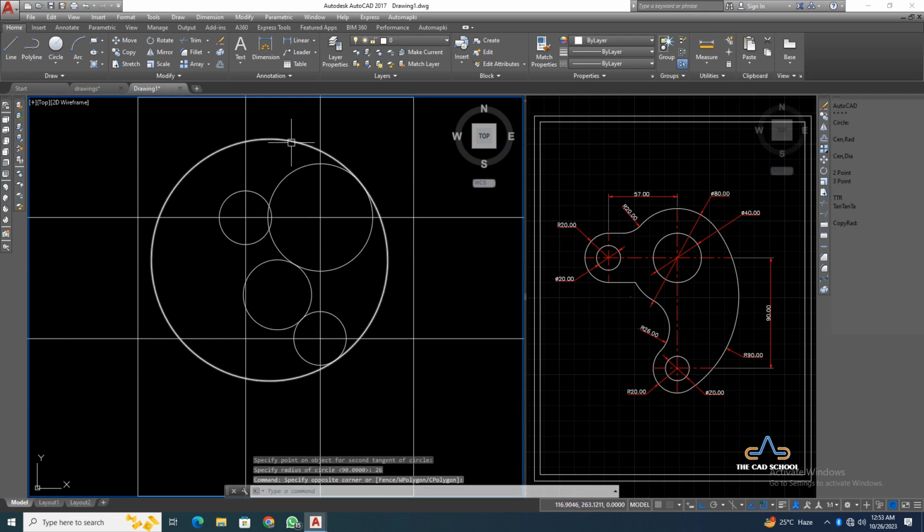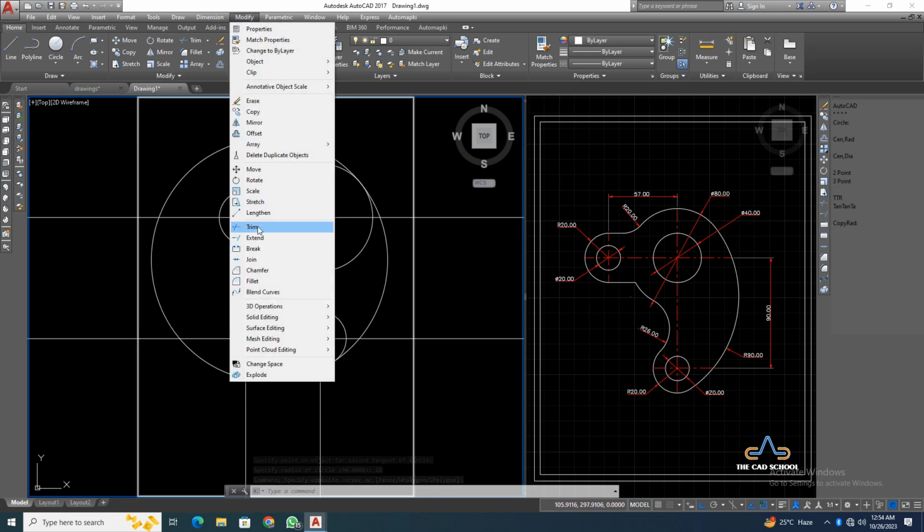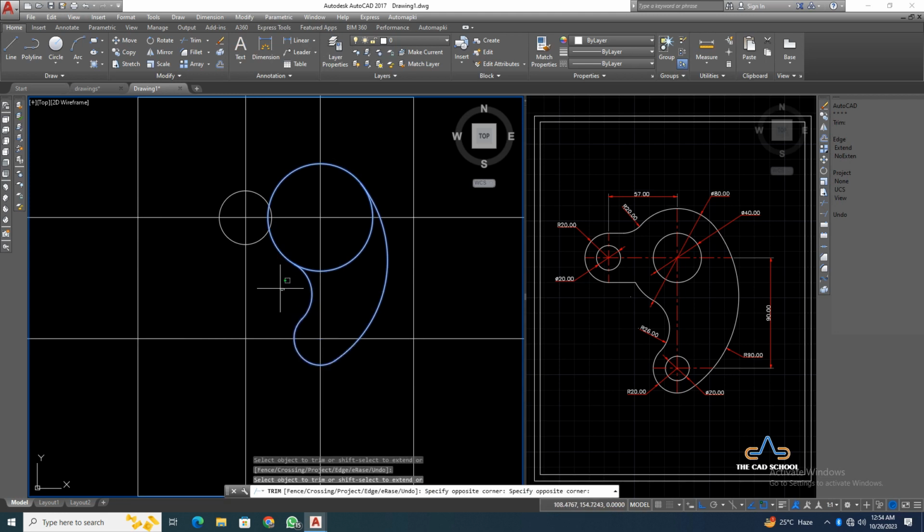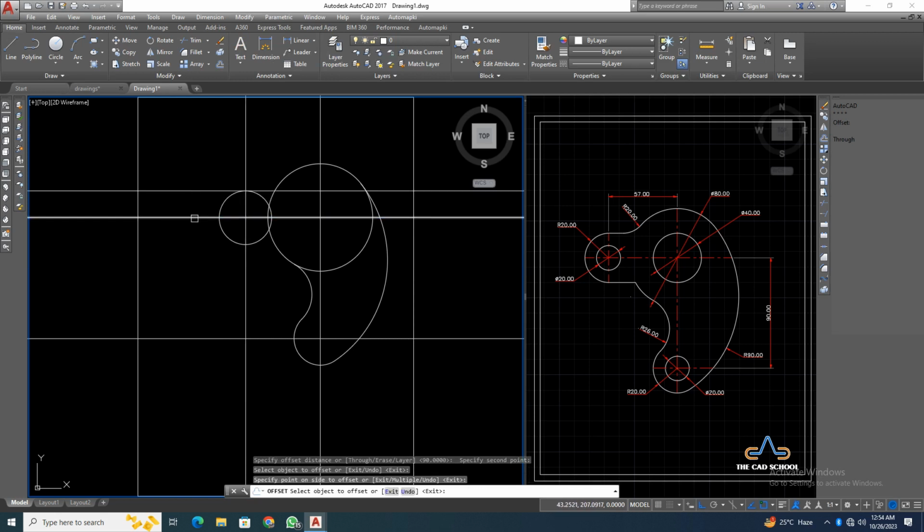Now we will be removing this portion and this portion of the circle by using trim. Select this and this circle, then this and this circle, remove this portion and this portion and this portion of the circle. Then to draw parallel lines we will be using offset. Center to quadrant of the circle.